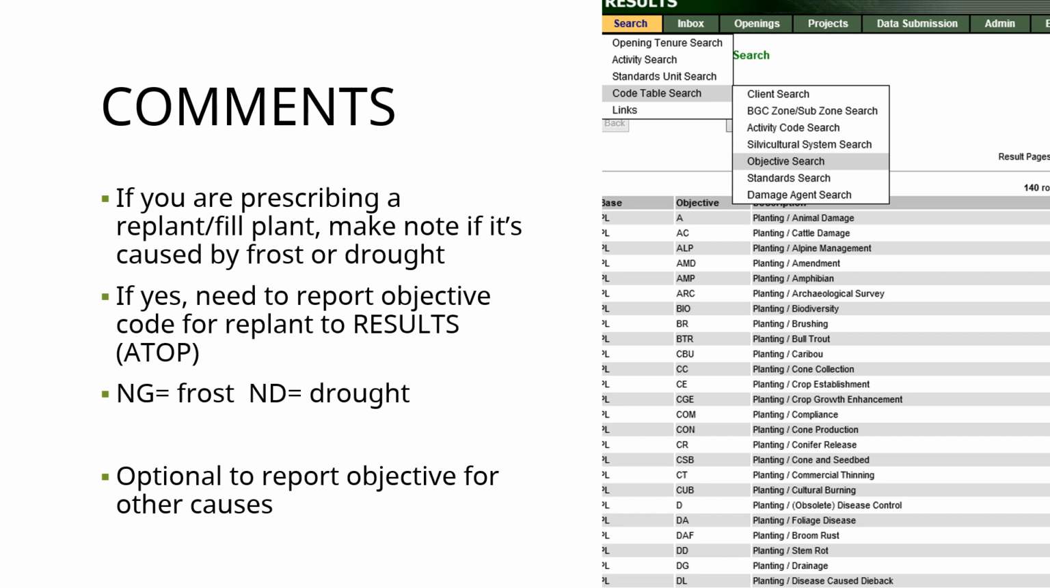When I informed licensees of this change last winter, many expressed interest in reporting other causes so that the government could better understand their forest health problems. If you want to do that, you can. There's many options to choose from. For example, A for animal damage, AC for cattle damage, DL for disease-caused dieback, IW for weevils, etc. But it's entirely up to you. The only ones that are mandatory are NG or ND if applicable.